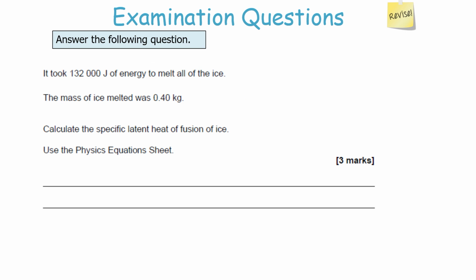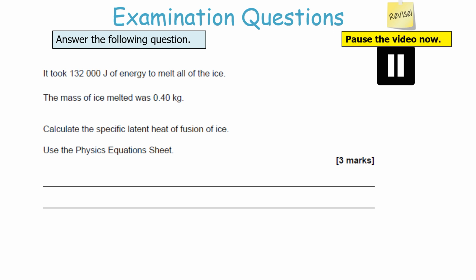Next question. It took 132,000 joules of energy to melt all of the ice. The mass of the ice that was melted was 0.40 kilograms. Calculate the specific latent heat of fusion of ice. So pause the video now, then unpause the video when you want to go through your answer.